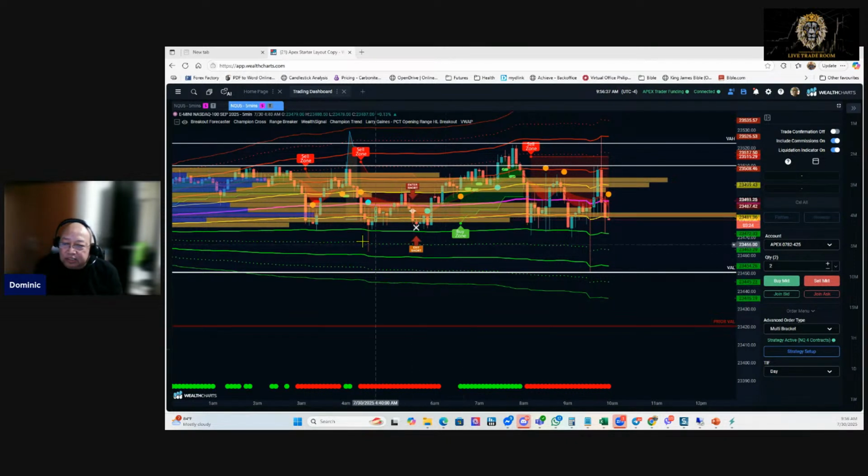You see these lines here? That's the volume profile. So we have a lot of nodes here, and as well as here, that's why the range is really going right there. Small range.